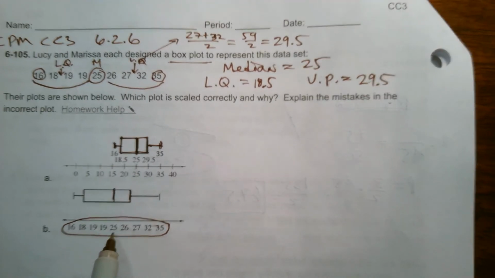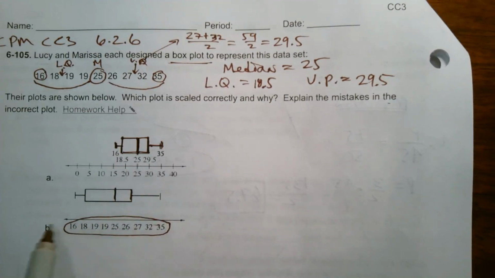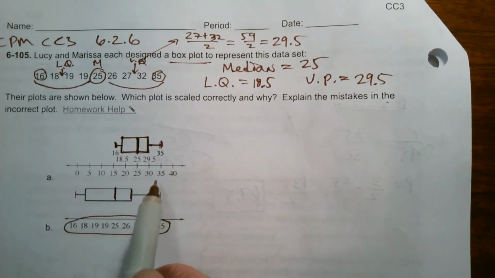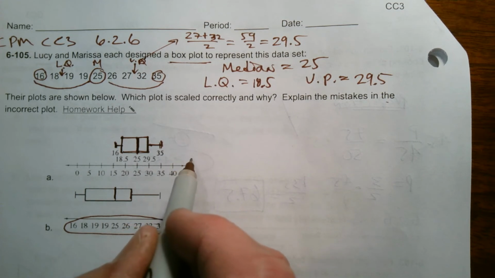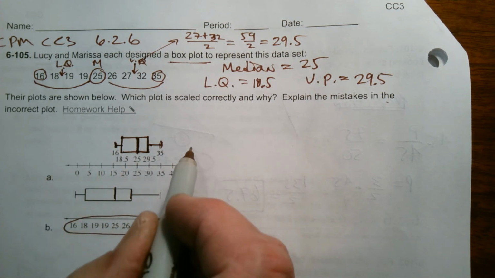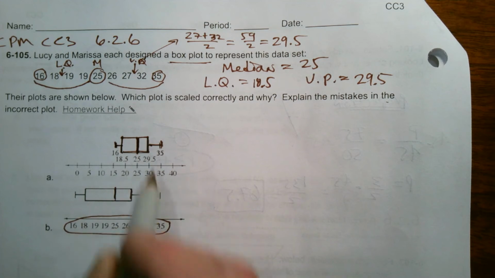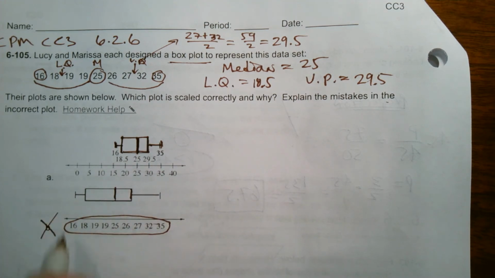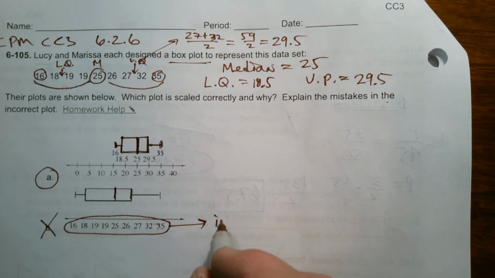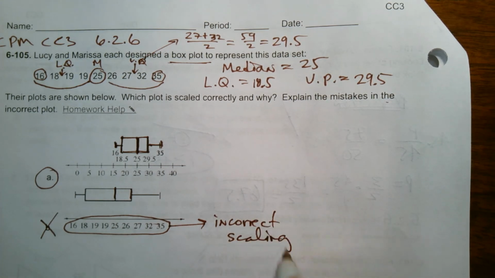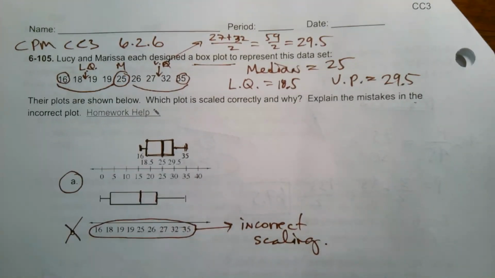All this person did was list all the data, but that's not how you would write a number line. When you do a box plot, your scaling needs to be like a number line, and then you put in your data and build your box. So B is not correct. A is, and the reason B is not is incorrect scaling. So A is the correct one, B is not. Okay? And that's the process. There we go.